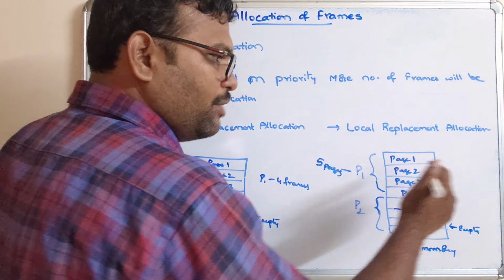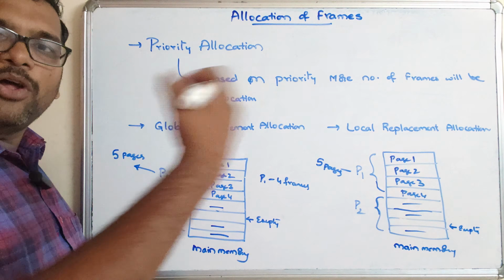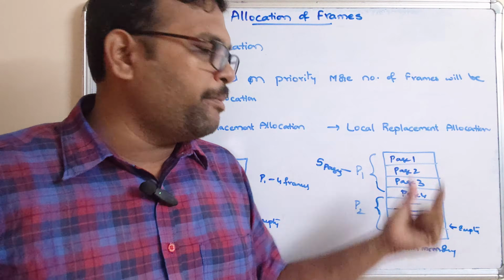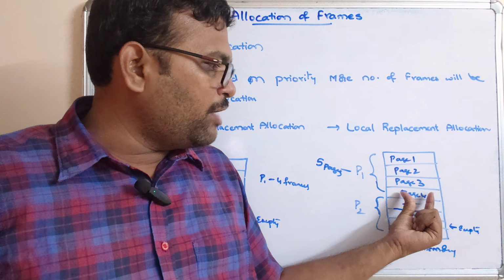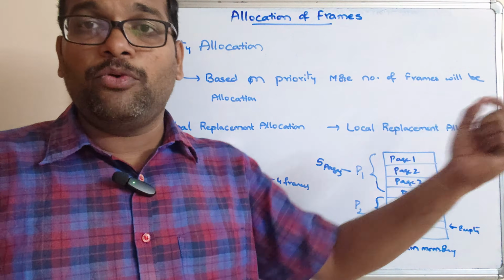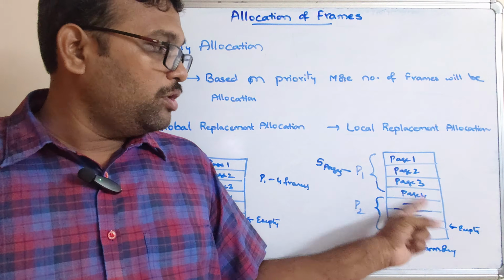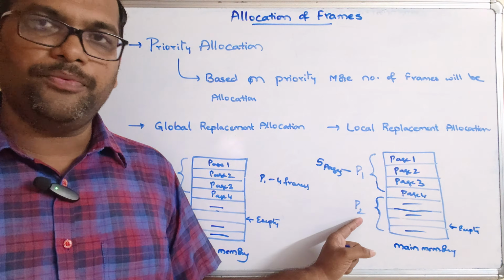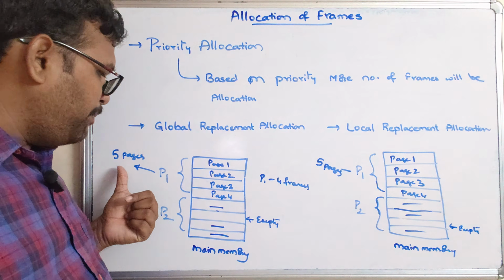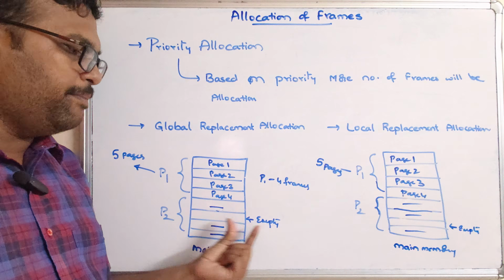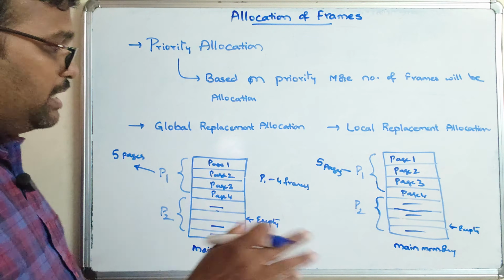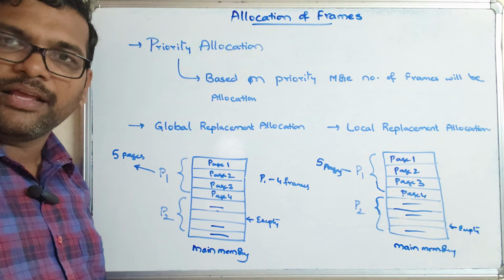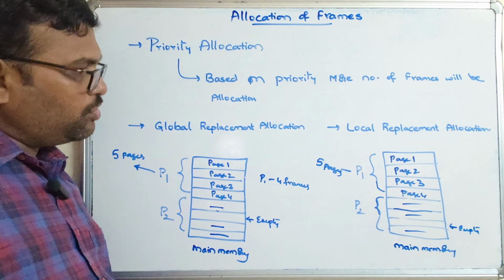So here what happens? One page should be swapped out. That means one page should be removed and moved from main memory to the secondary memory, so that one frame will be empty. In that empty frame only, page 5 can be loaded. So page 5 can't be loaded in the empty frame of P2, but here page 5 can be loaded in this particular empty frame. So that is the difference between the global replacement and the local replacement allocation. Right? So hope you understood.